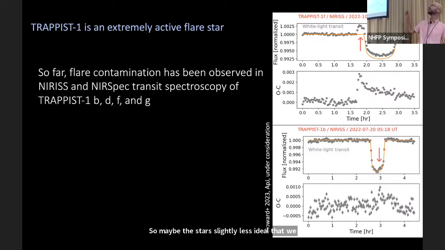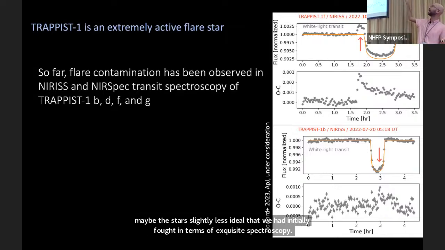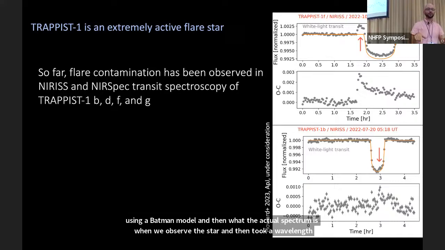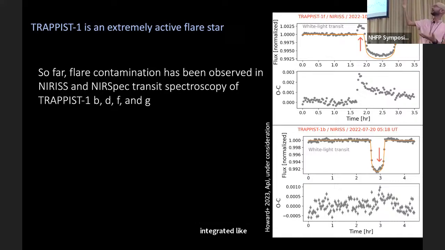I'll give an example of 2 of those here, TRAPPIST-1f on the top and then TRAPPIST-1b on the bottom. And then the top of these 2 plots, I show what the expected transit shape should have been using a Batman model, and then what the actual spectrum is when we observed the star and then took a wavelength integrated light curve. And if you subtract off the transit model, what you're left with, lo and behold, is a flare.